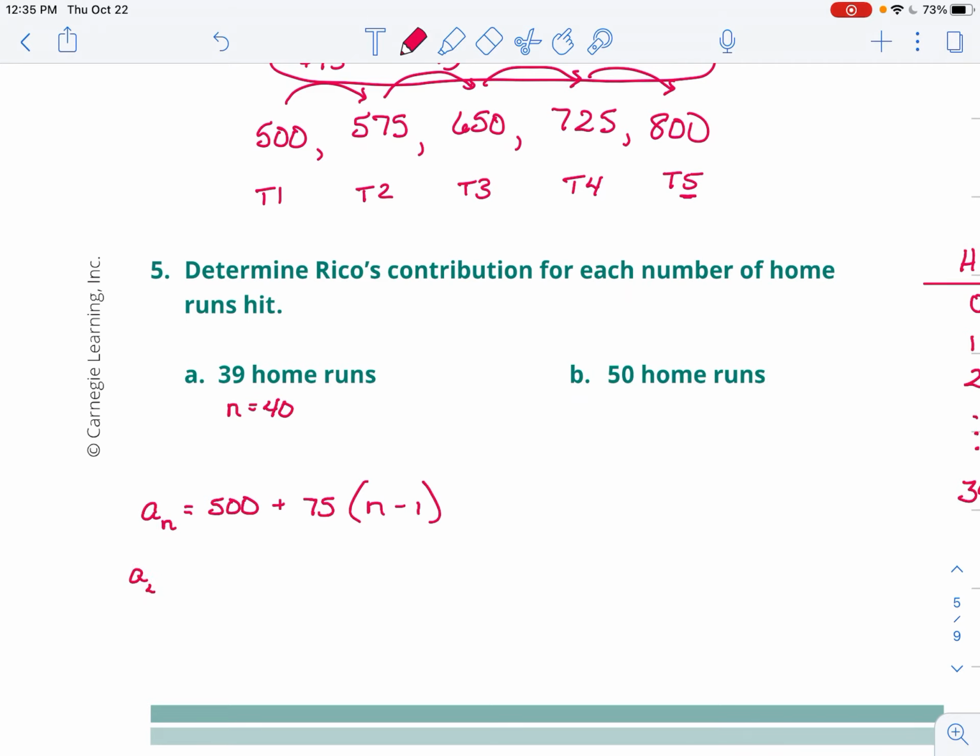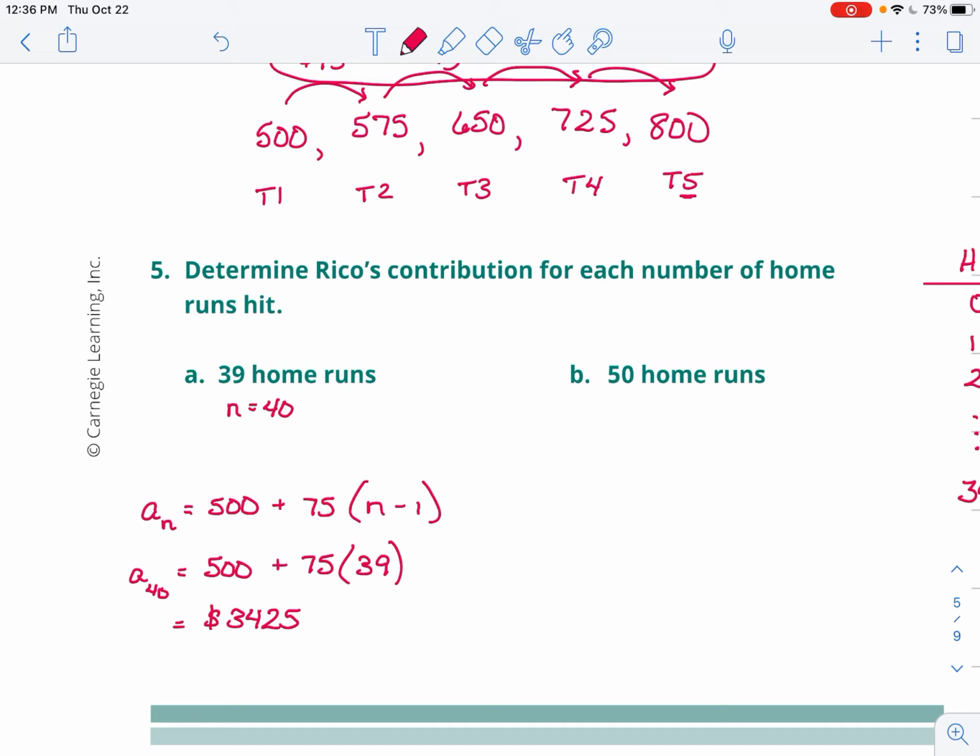So I can say my 40th term can be found by 500 initial donation plus 75 times 40 minus 1. The fact that 39 home runs represents this 40th term. So 500 plus 75 times 39 gives me a whopping total of $3,425 donated.